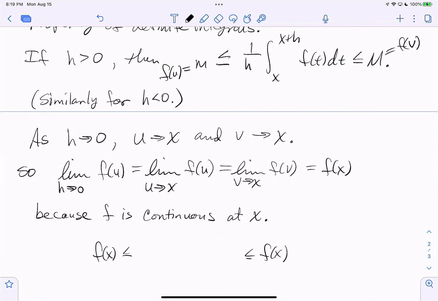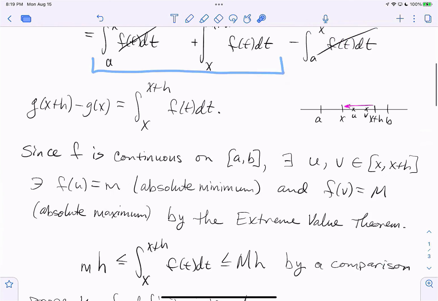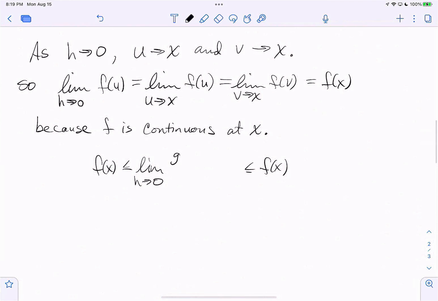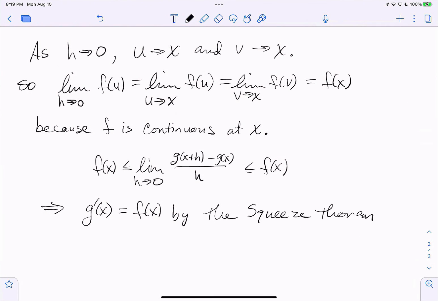And in the middle, we have the limit as h approaches 0, right? So I've applied the limit. That's how we got f of x over here and over here. So now I'll apply the limit in the middle. But remember that we said way up here that the integral from x to x plus h of f of t dt is g of x plus h minus g of x. So this is the limit as h approaches 0 of g of x plus h minus g of x divided by h, which means that g prime of x, wow, is equal to f of x by the squeeze theorem. And that last result there, that's what we were trying to prove. So we are done.